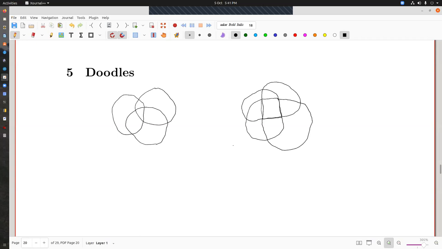Okay, so that's got six crossings. This one has got six crossings. This got eight crossings, I think. 1, 2, 3, 4, 5, 6, 7, 8. So, and this doodle is called the poppy. It's only got one component.